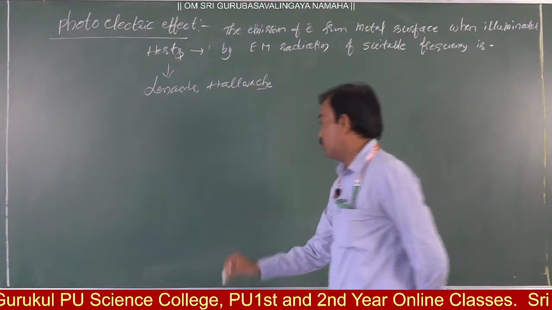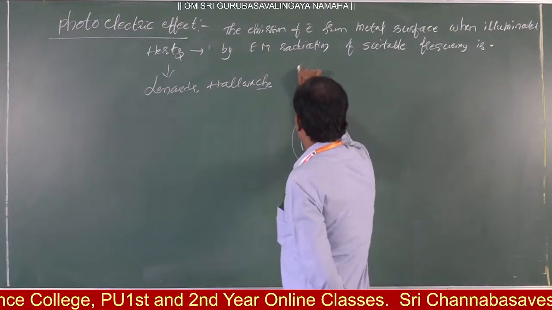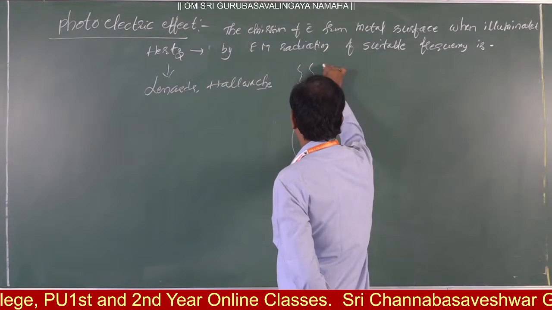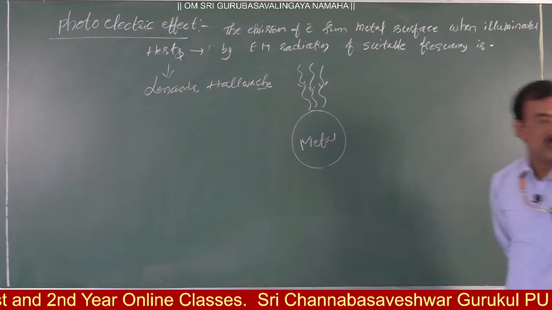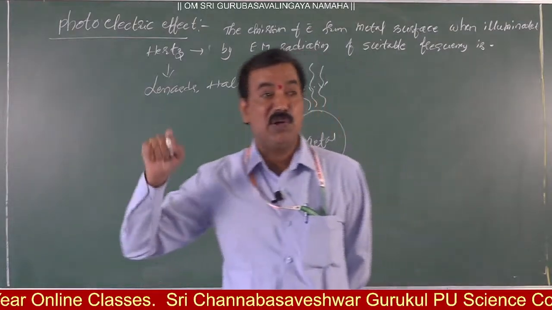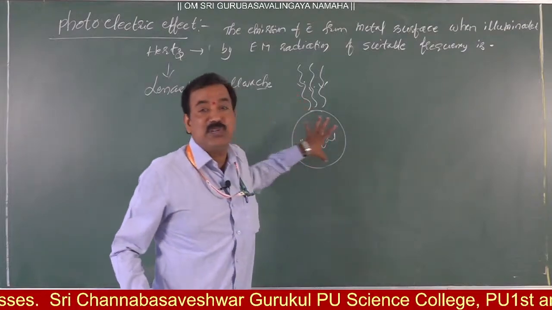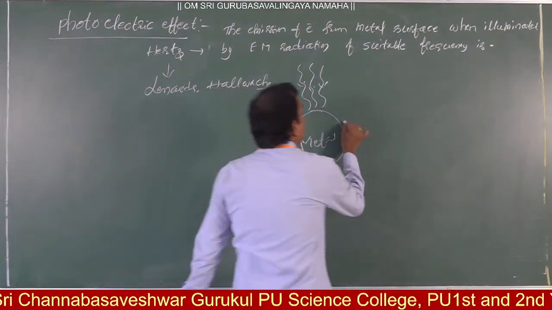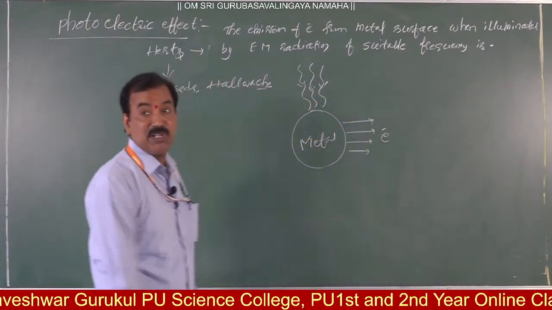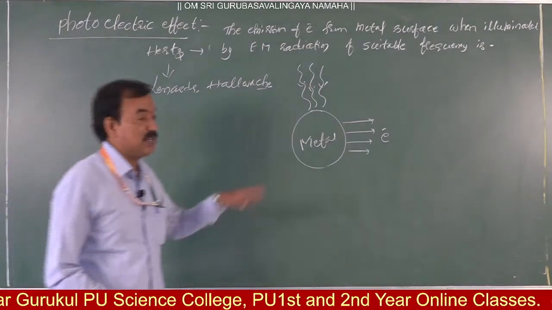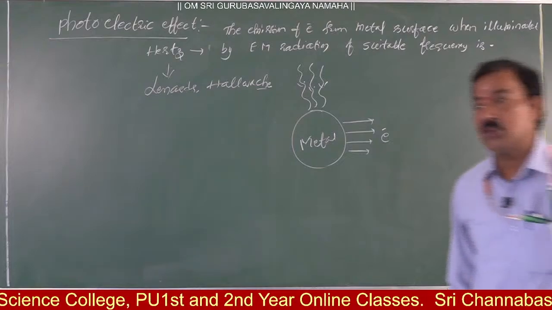Actually what happens is, this is one metal surface. This is the incident radiation of light having suitable frequency. Not all frequencies, only suitable frequency. Whenever radiation of suitable frequency is incident on this metal surface, electrons are emitted, ejected from this metal surface. Hence this phenomenon is known as the photoelectric effect.